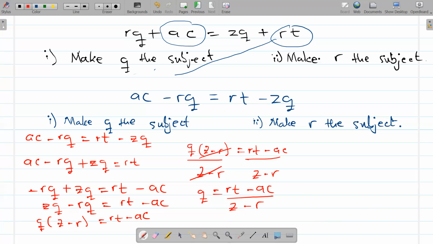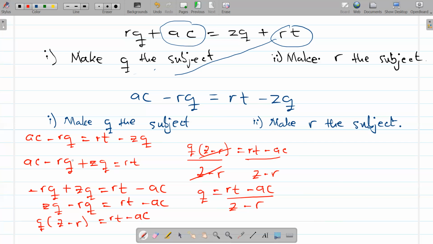Is that what you got? Yes, that's what I got, but I got Q equals RT minus AC over R minus Z. Then that's not the answer. It's wrong. Okay, even though I misplaced them. Yes. It's all about the signs.